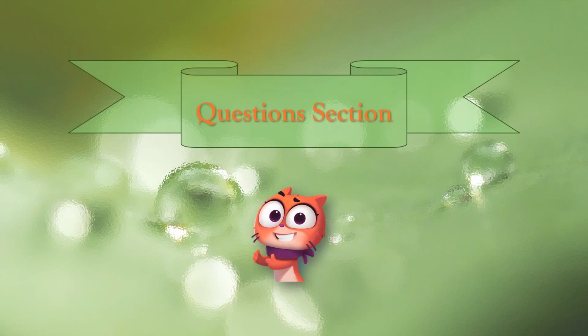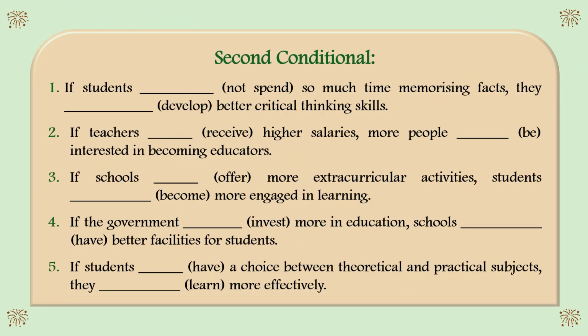Questions section. Let's review what we've learned. Read the sentences below and fill in the blanks correctly. 1. If students blank, not spend so much time memorizing facts, they blank, develop better critical thinking skills. 2. If teachers blank, receive higher salaries, more people blank, be interested in becoming educators.